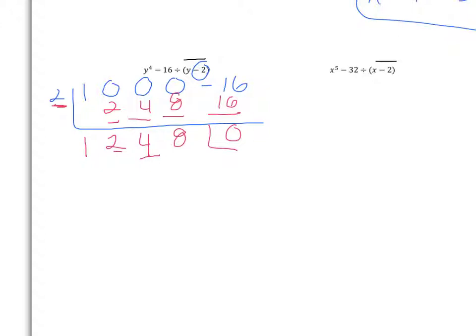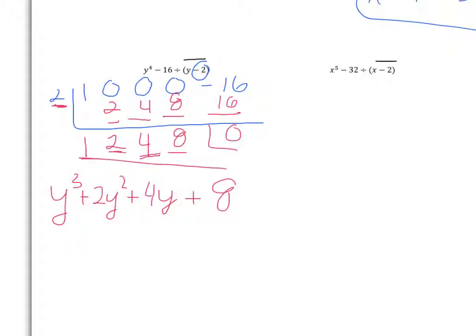Now notice, 8 is the number, we have a 4y, we have a 2y squared, which means that 1 is a y cubed. So we go from number, y to the first, y to the second, y to the third, and keep going up for as many as we have. So that's that one right there.